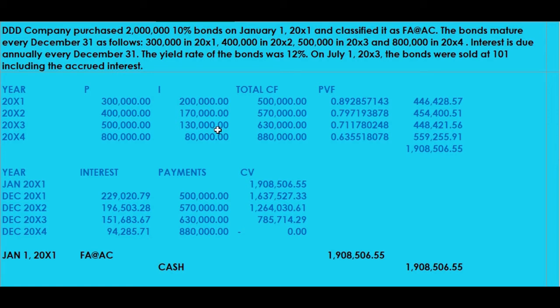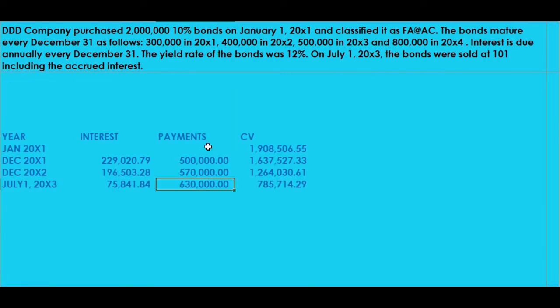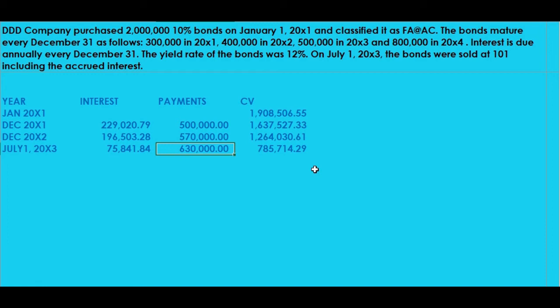Pero, 130,000 yung pang buong taon. So kung kukunin natin yung kalahating taon lang, so that's going to be 130,000 divided by 2 or 130,000 times 6/12 kung gusto mo. So yan yun.